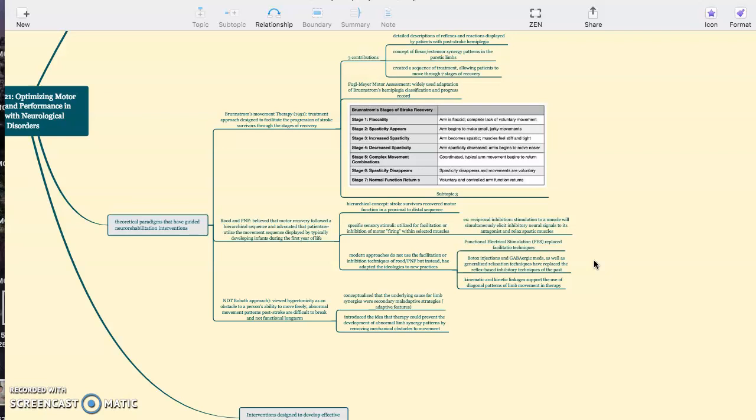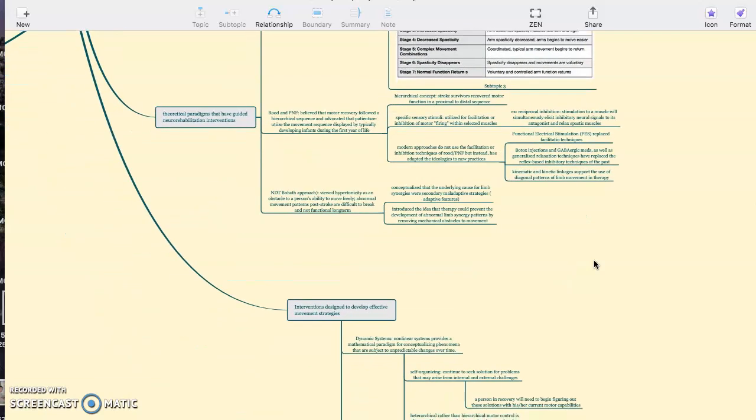Specific sensory stimuli were utilized for facilitation or inhibition of motor firing within selected muscles, so that included reciprocal inhibition, where stimulation to a muscle will simultaneously elicit inhibitory neural signals to its antagonist and relax the spastic muscles. The modern approach does not use the facilitation or inhibition techniques, but instead has adapted the ideologies to new practices, including Botox injections and GABAergic medicine. Functional electric stimulation replaced the facilitation techniques, and kinematic and kinetic linkages support the use of diagonal patterns of limb movement in therapy instead.